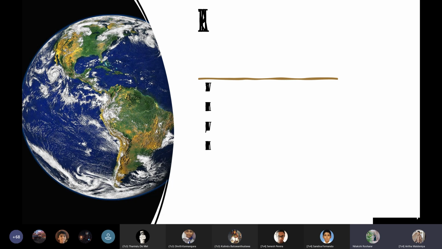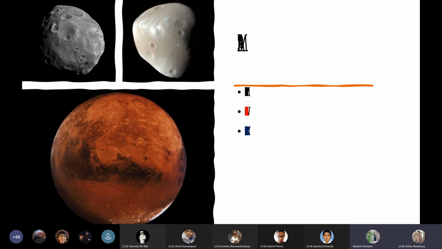Then we talk about Mars. Mars is the fourth planet and it's called the red planet since it is visible as a reddish object in the night sky. Mars has two satellites called Phobos and Deimos, as you can see on the screen.